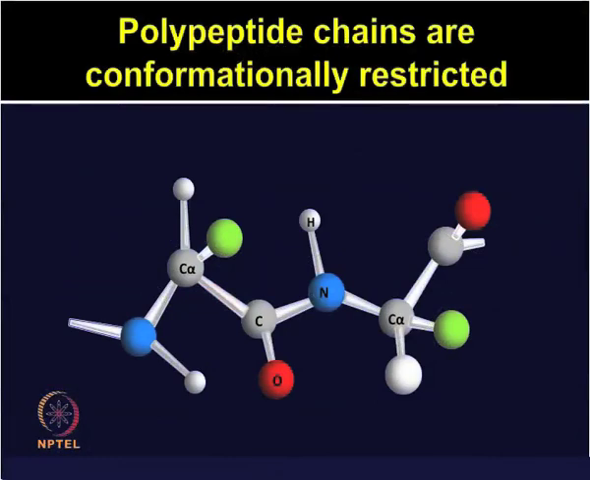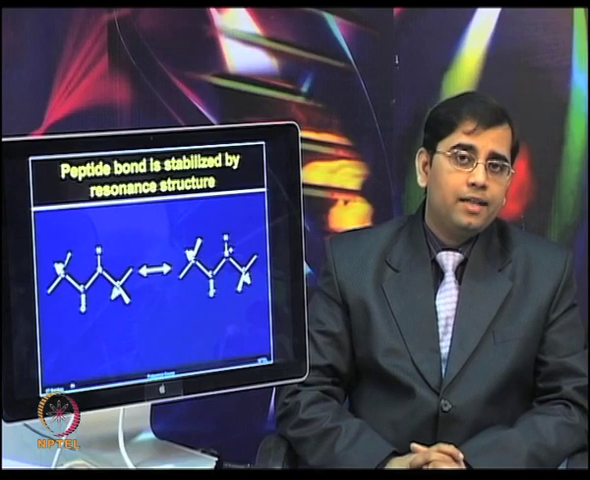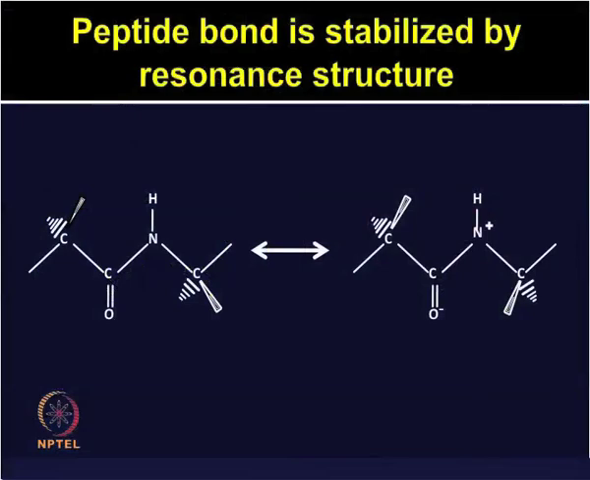The polypeptide chains are conformationally restricted. Therefore, the peptide bond is planar. Amino acid pairs are linked by peptide bonds, and all 6 atoms lie in the same plane. As you can see here: alpha carbon, carbon, oxygen, nitrogen, hydrogen, and another alpha carbon. Peptide bonds can be stabilized by the resonance structure. The peptide bond is rigid because of its partial double bond character, which arises due to the resonance structures present in the peptide bond.